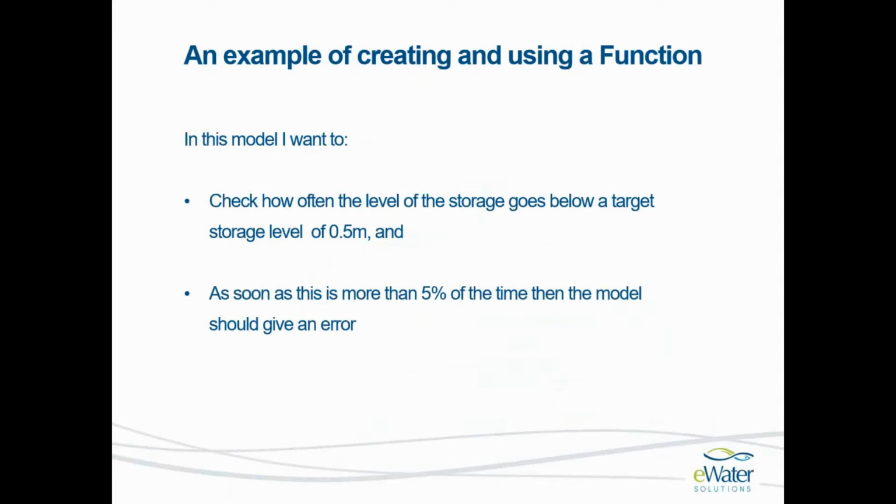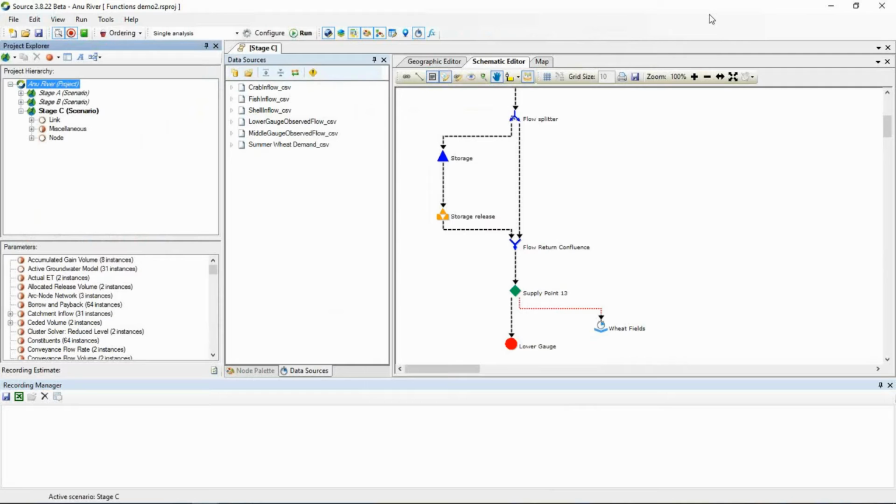So I will now show you an example of creating and using some functions in Source. In my model, I want to check how often the level of a storage goes below a target storage level, in this case 0.5 meters. And what I want is, as soon as this is more than 5% of the time that the model is running, more than 5% of the time of the run, then the model should give an error.